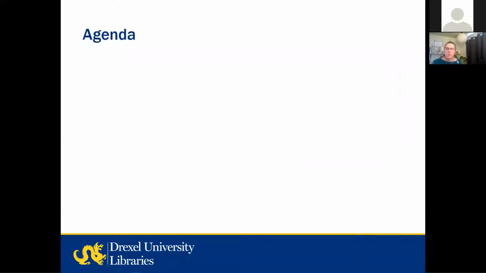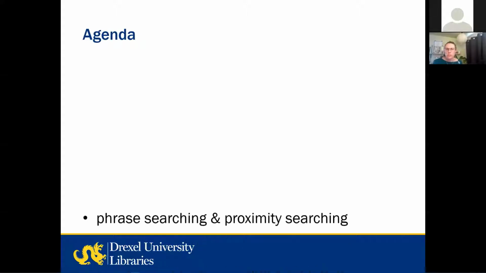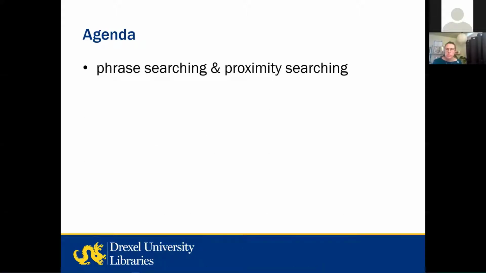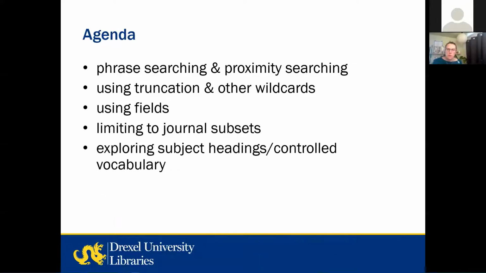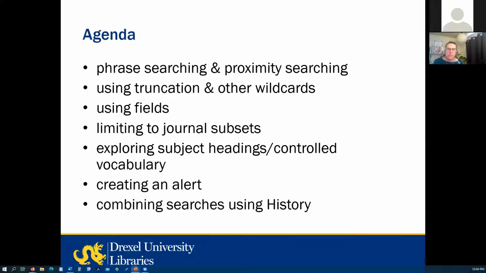Today, we'll explore different ways to expand or focus your search. We'll go over phrase searching and proximity searching, using truncation and other wildcards, how to use fields, limiting to journal subsets, exploring subject headings and controlled vocabulary, creating an alert, and combining searches using history. Many of these strategies work best within the advanced search section of your favorite database. This can look different in different places.